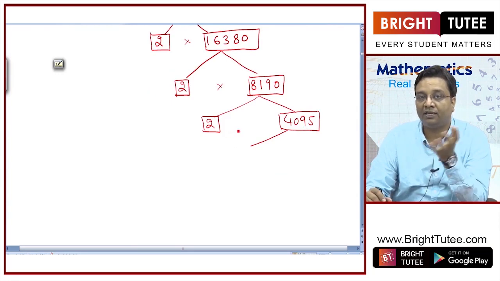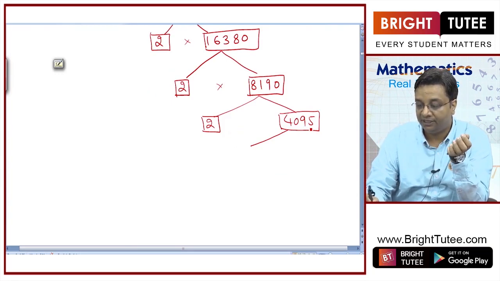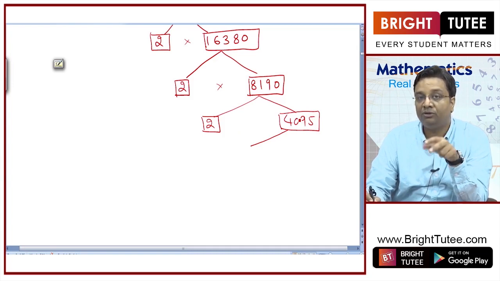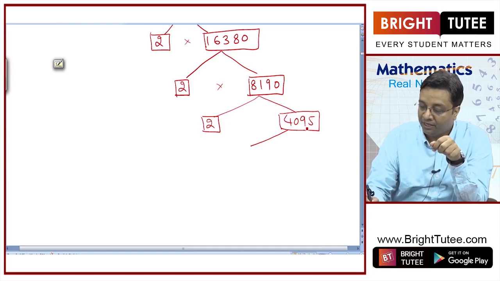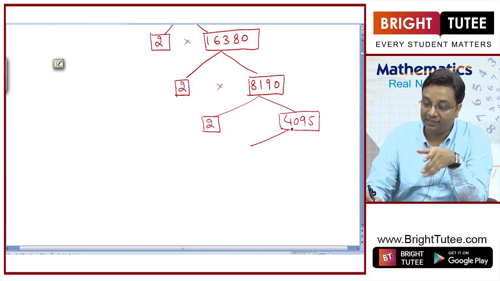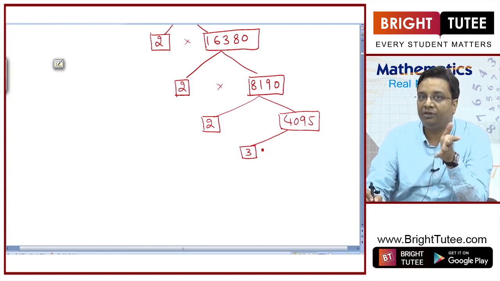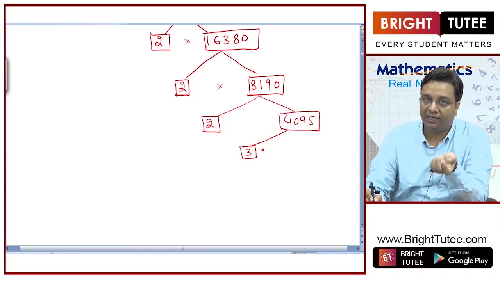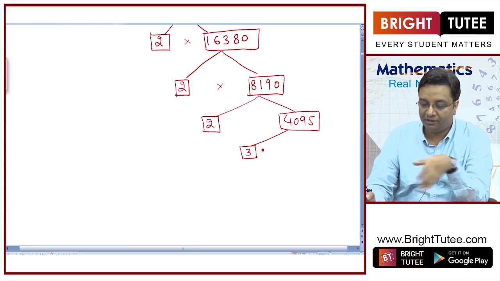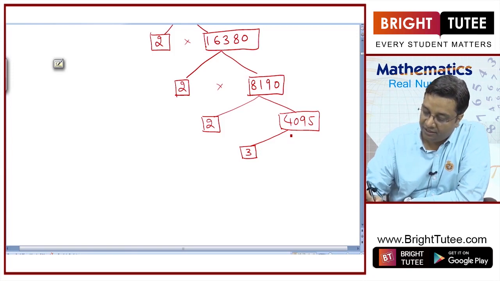After 2 we have got next prime as 3, so let's check for the divisibility of 3. How do you check for the divisibility of 3? We add all the digits. 9 plus 5 is 14, 14 plus 4 is 18. So yes, this number is divisible by 3, so we can divide it by 3. And it won't be wrong if you divide it by 5 and then divide it by 3, but let's go in ascending order. Let's divide it by 3.